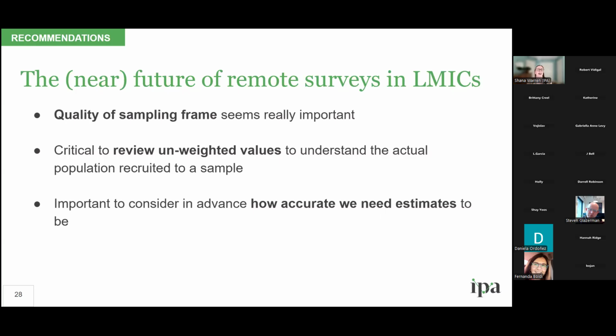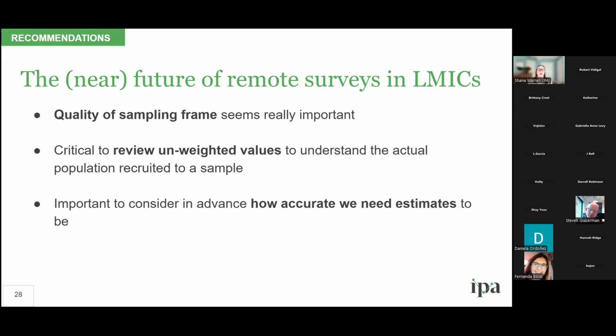Finally, so what is our near future of remote surveys and LMICs? So at IPA, we certainly continue to run many remote surveys, but the quality of the sampling frame we're using is really important. How old is it? How was it generated in the first place? When relying, for example, on administrative data with phone numbers, how were those collected in the first place? Of the initial sample they were collected from, what share of people and which people provided that data?